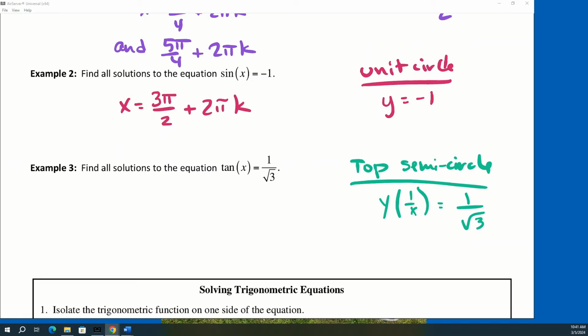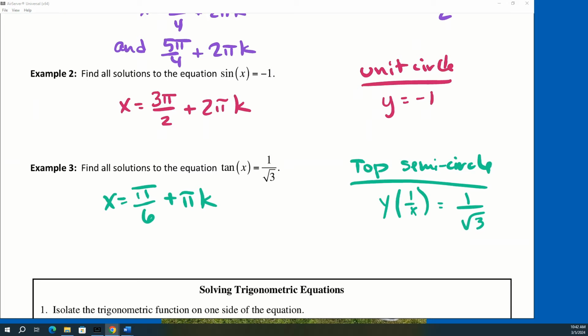And for that to happen, what you need is for the x-coordinate to have a square root of 3. It will be in the numerator if you're looking at the unit circle. And when we do the reciprocal of that, it goes to the denominator. So exactly like she said, it is going to be pi over 6. Now there's another one on the unit circle, but we're not going to use it. We only have to use this one. All right, and then because the period of tangent is pi, we're just going to add pi k to that.